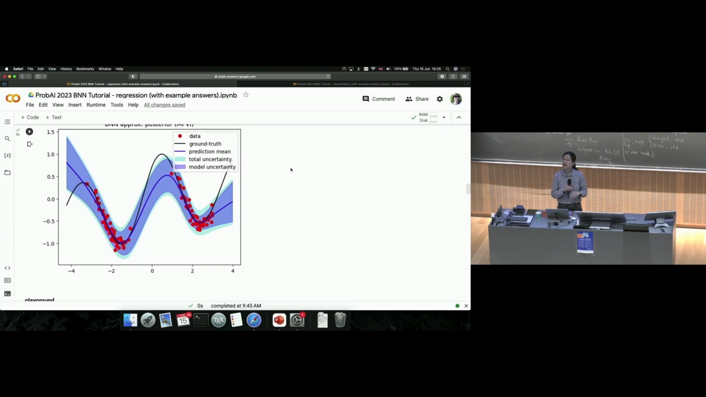Why the uncertainty of the Bayesian neural networks doesn't collapse when you are close to the observations? Because you have noise. The way I generate this data, the output target is not noiseless. Okay? And in our modeling process, we also have this Gaussian likelihood that has this output noise variance term that we actually need to learn.